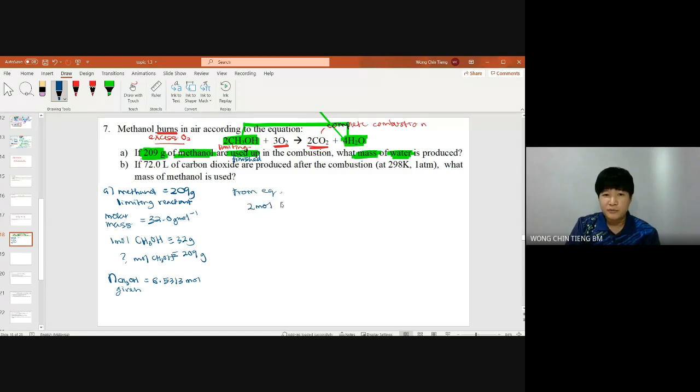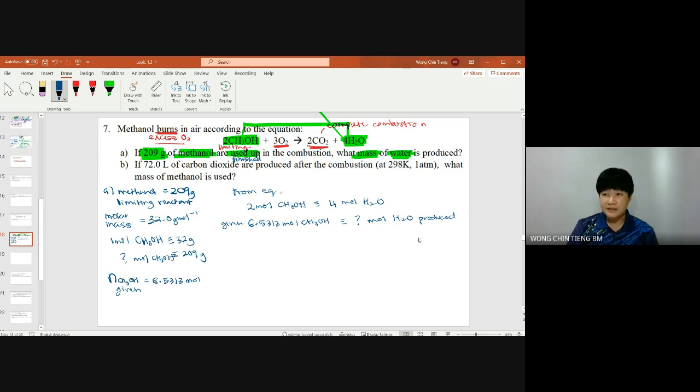2 mole of your methanol will then produce 4 mole of your water. Tak perlu simplified, salin je. Tak payah gatal. Tak payah susah-susah kan. Dapat makan juga kan. So you have the given over here on the left hand side. Given is 6.5313 as stated by Nabil. And from that, you will then be able to calculate the mole of H2O produced. Sebab dia product, so produce lah.